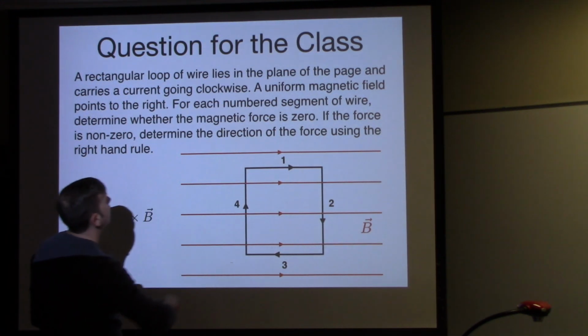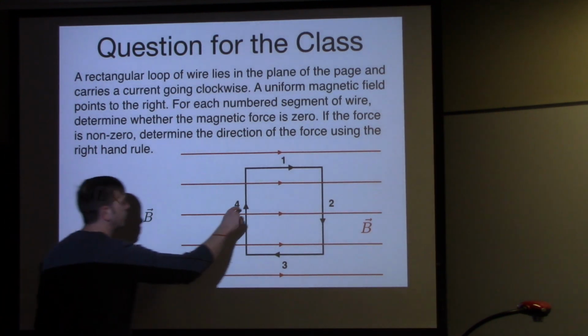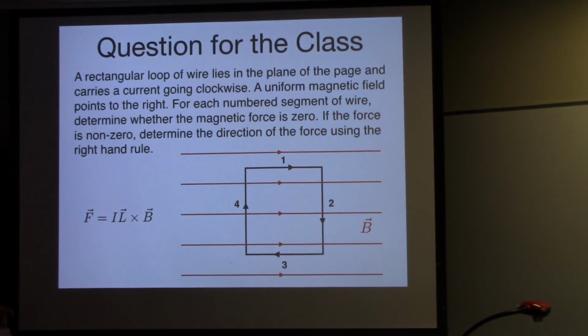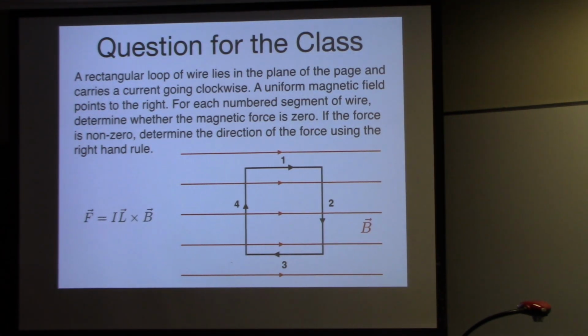Here we have a rectangular loop of wire that lies in the plane of the page, and there's a current running through it which is going clockwise. The current is just shown with these black arrows here. Now there's a uniform magnetic field pointing to the right, shown with the red arrows and labeled as B, that's our magnetic field.